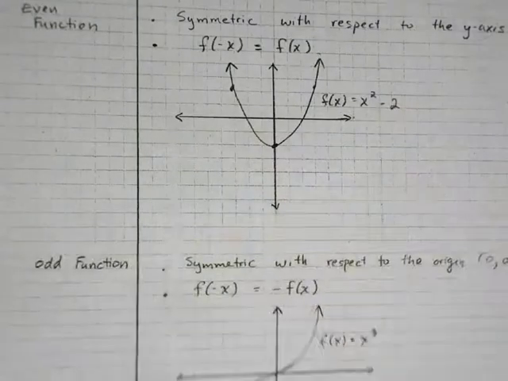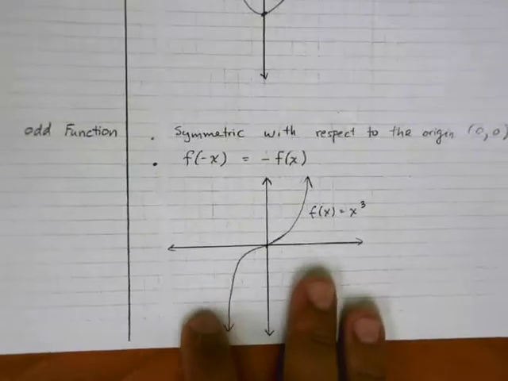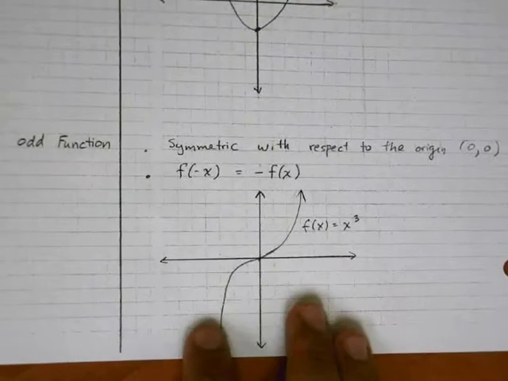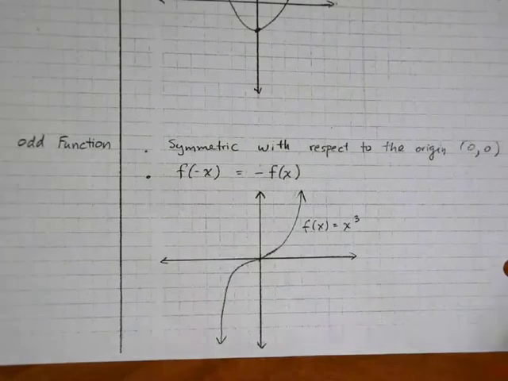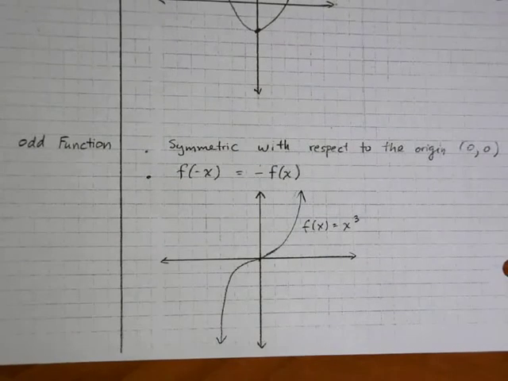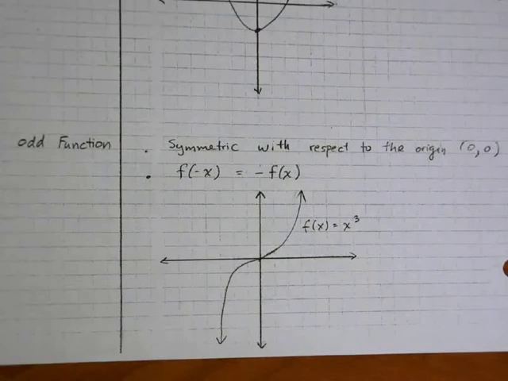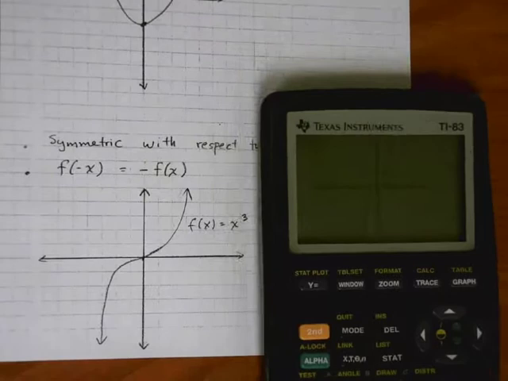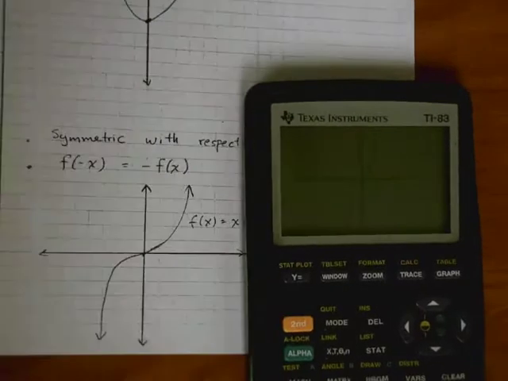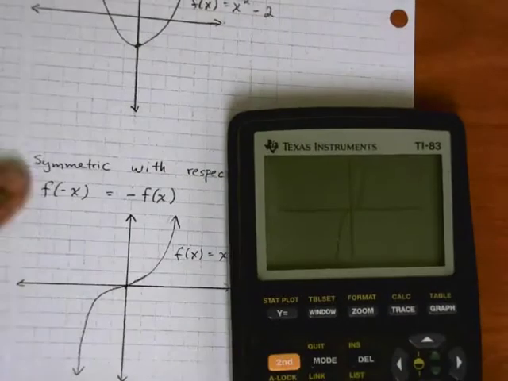Now the next definition here is an odd function. Once again, we're going to look at the graphical interpretation of this first. It says that it is symmetric with respect to the origin, or (0, 0). To illustrate, I have a function here, f of x equals x to the third. I'm also going to graph this on my calculator. Let's see if I can put both on here. And you can see that there's the function on my calculator.